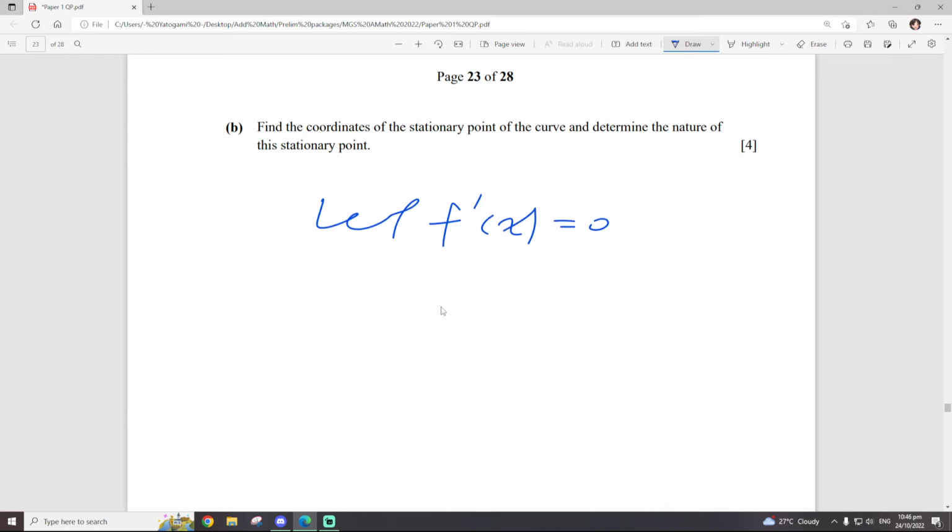And we know f prime x is 5 minus 2e^(-2x) equals 0. And this can be solved in the traditional ways. So 2e^(-2x) equals 5, so e^(-2x) is 5 over 2. Okay, so x equals negative half ln 5 over 2.